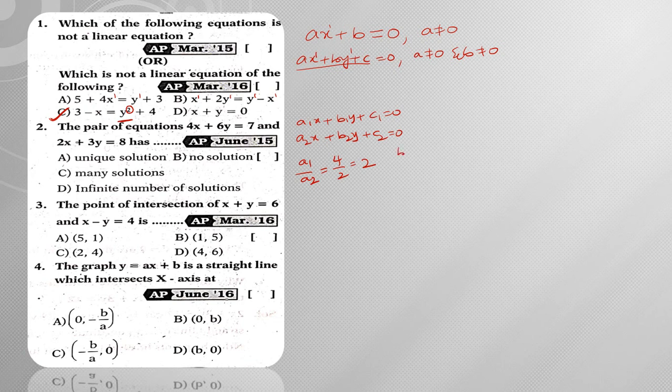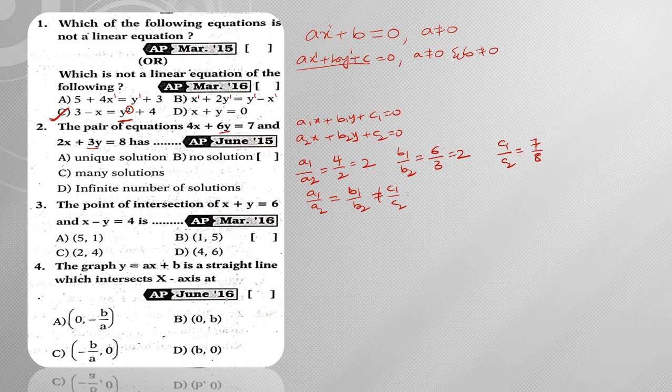The same way, b1 by b2 is y coefficient by y coefficient, that is 6 by 3, which is equal to 2. Next, moving on to the constants, c1 by c2 is equal to 7 by 8. So from this what we can say? a1 by a2 is equal to b1 by b2 not equal to c1 by c2.